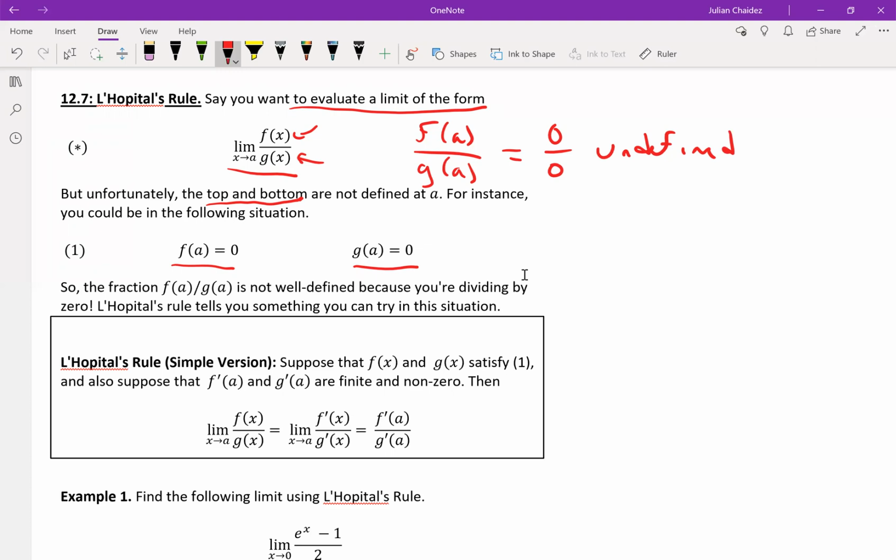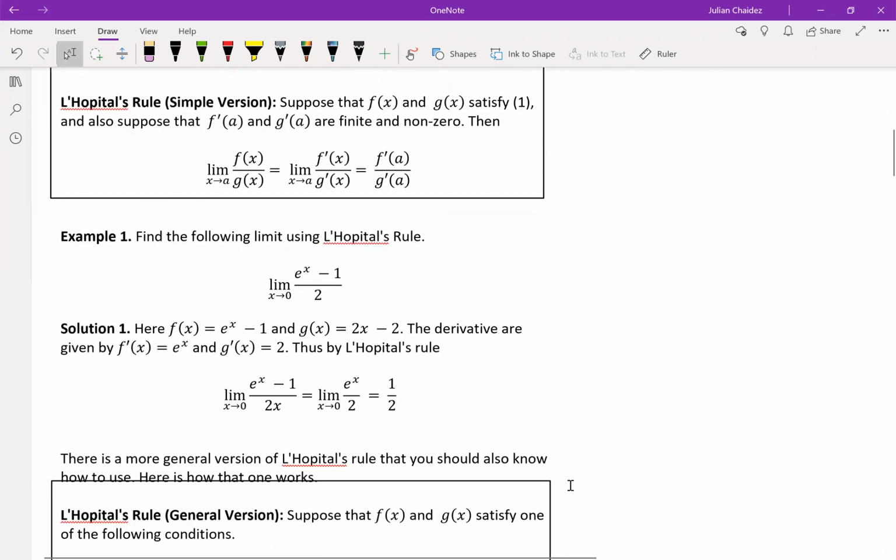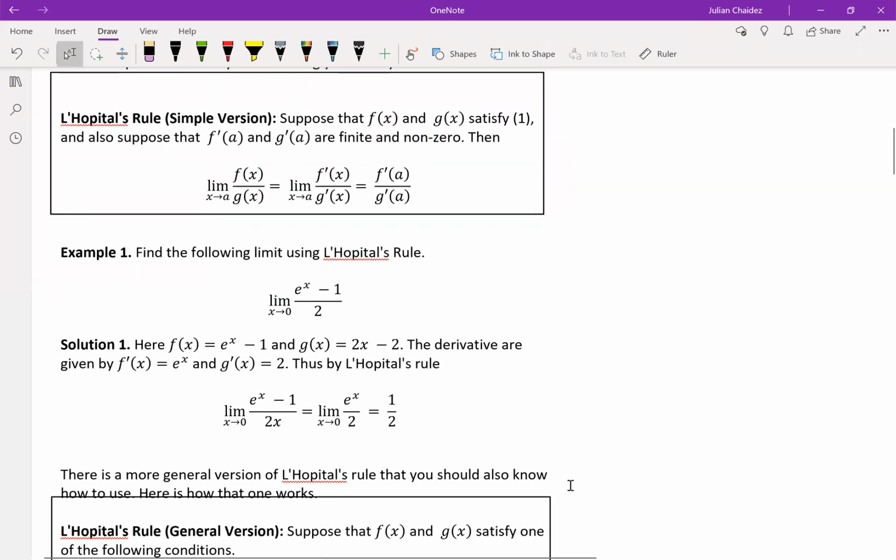But since both of the numbers are 0, it's not like I would expect this limit to necessarily be infinity, or necessarily not well defined. So L'Hopital's rule tells you a way of evaluating this limit in these kinds of situations. This is a simplified version of L'Hopital's rule. And what does it say?